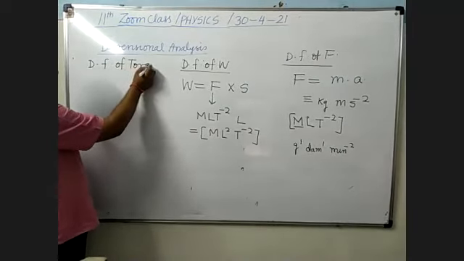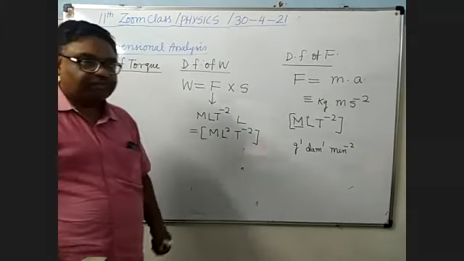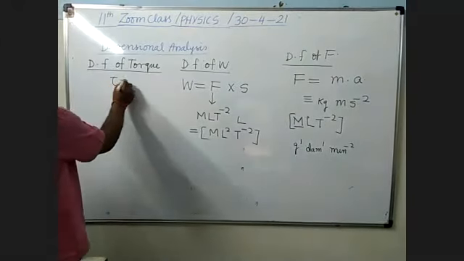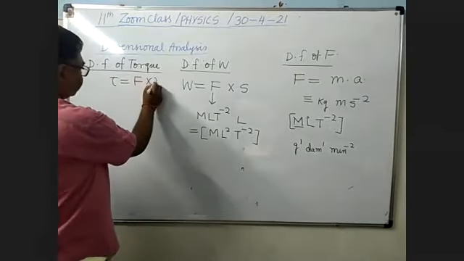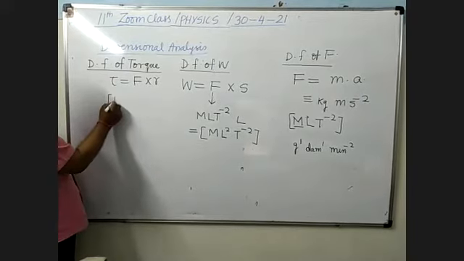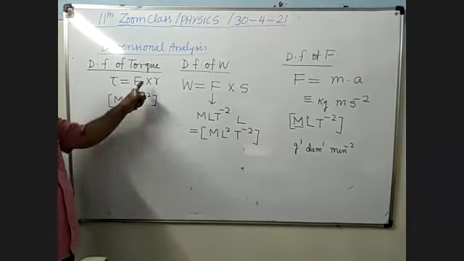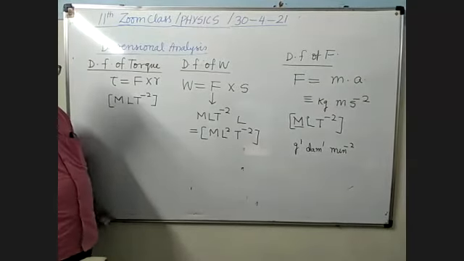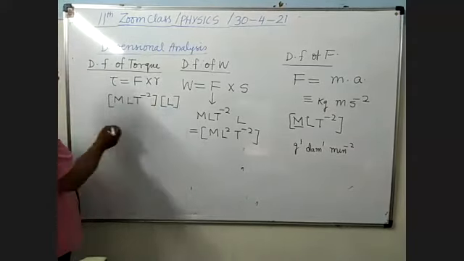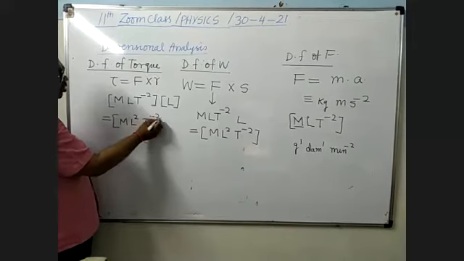Moment of force. Who can tell the formula of torque? Force into applied perpendicular distance. Yes, tau equals F into R. What is the dimensional formula of force? MLT minus 2. R is distance, and distance means L. So it will be ML squared T minus 2.